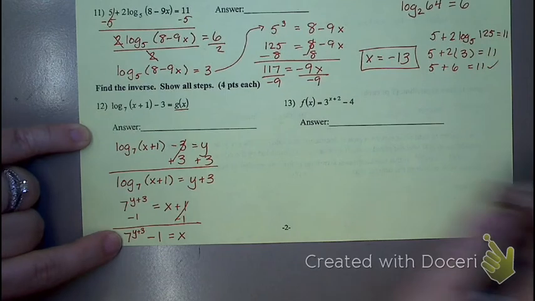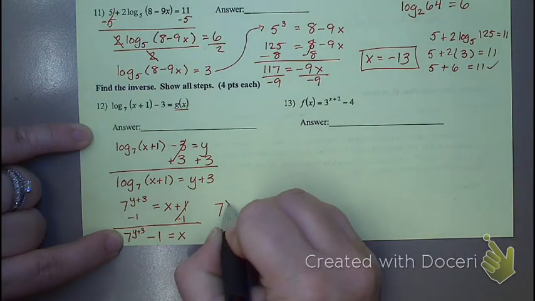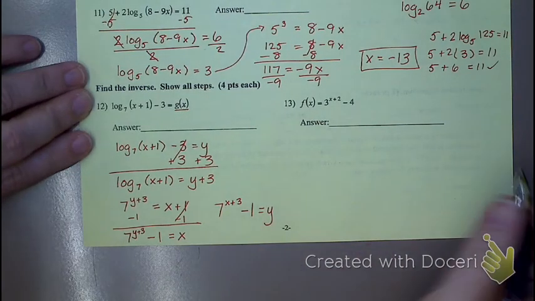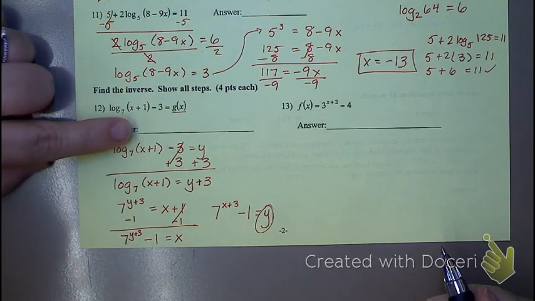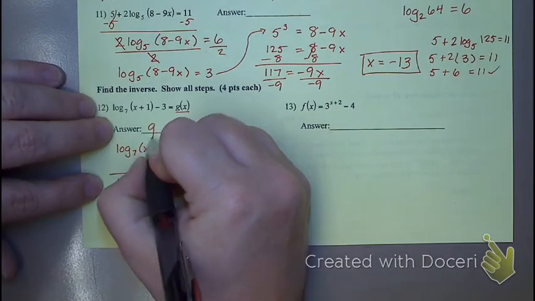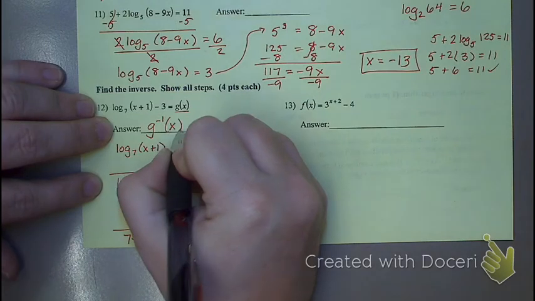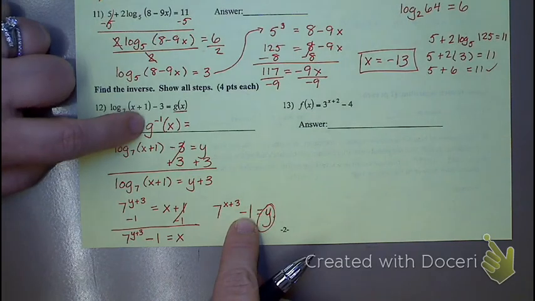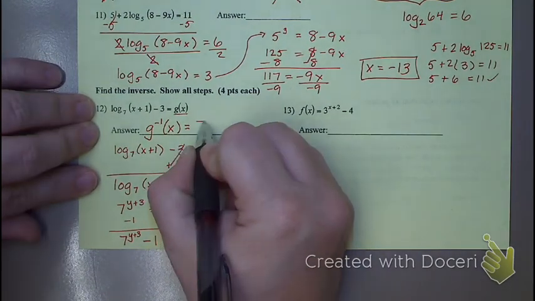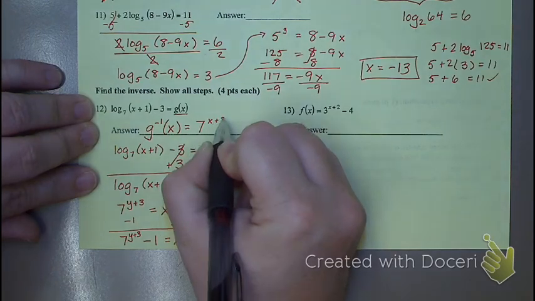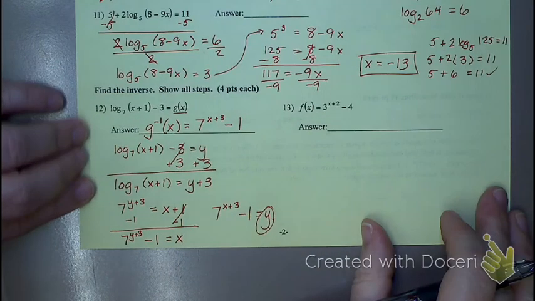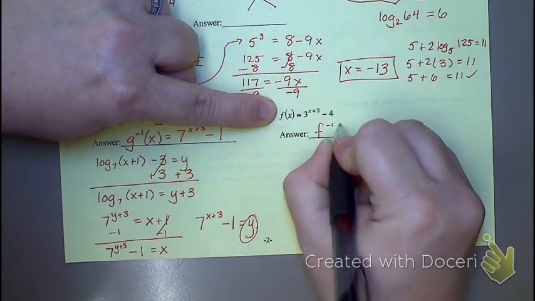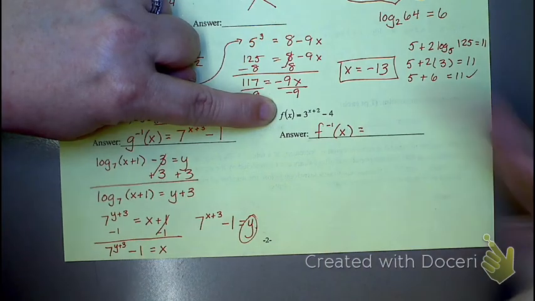Next step I have to do is I have to change my x's and y's. So I have 7 to the x plus 3, minus 1, equals y. And then the last step is I change that y to the inverse notation. So in your answer here, I do want to see the inverse notation. Okay? Don't just write 7 to the x plus 3 minus 1. Tell me what it's equal to. Make sure to write that there as well. The rest of this would be 7 to the x plus 3 minus 1. Okay? Next one is an f of x. So my answer is going to be f inverse is equal to, and then we'll figure it out.